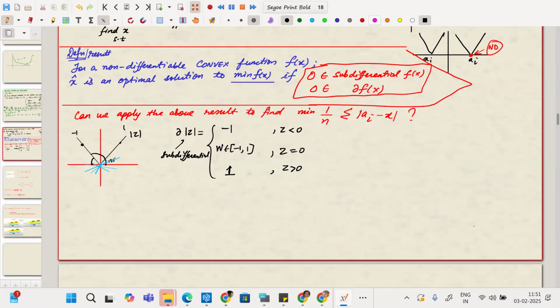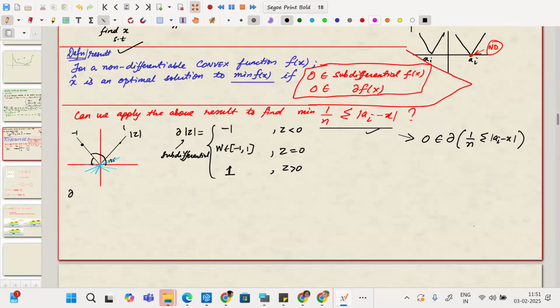Now let us come to our original problem. We want to minimize this. If you want to minimize this, what's the definition? 0 should belong to the subdifferential of 1 over n summation mod ai minus x. Isn't it? That's the necessary condition according to the result here. So 0 should belong to that subdifferential. Now, can we find the subdifferential? Any ideas?